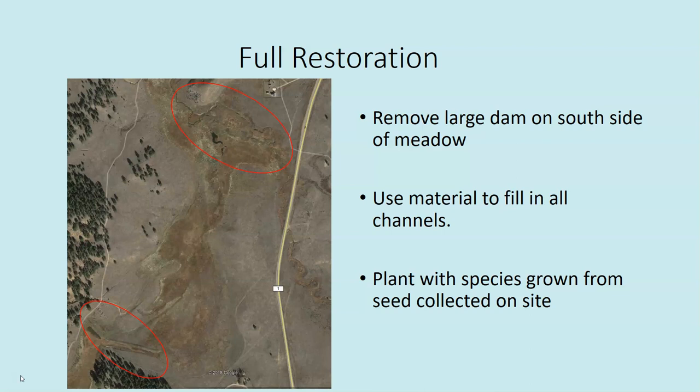So we're hoping to remove this large dam on the south side of the meadow and use that material to fill in all of the channels throughout the valley. And then we'll plant the area with species grown from seed collected on site. And that should take place in maybe 2021. We're getting the permits right now and the funding right now. So I look forward to presenting those results in a few years.